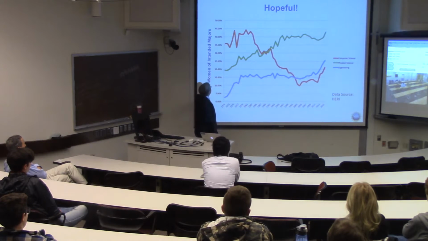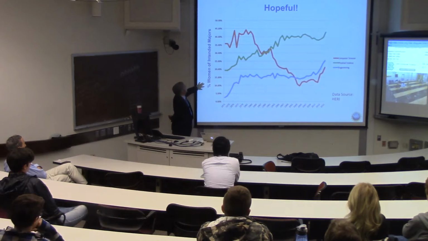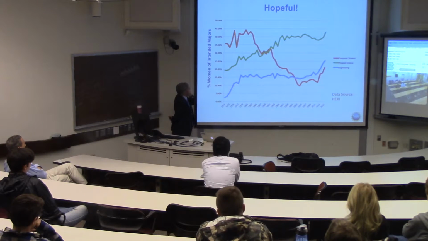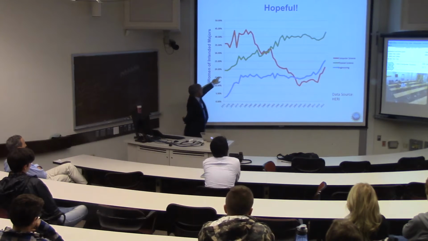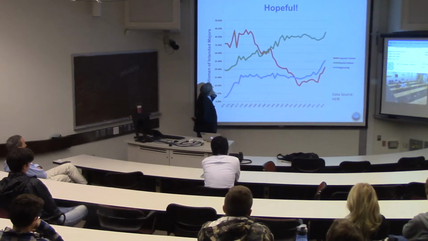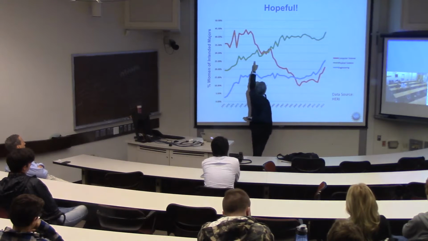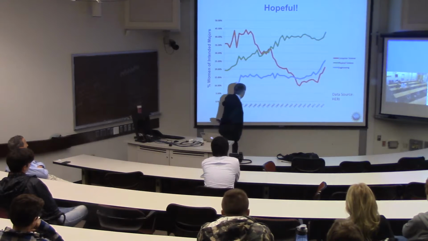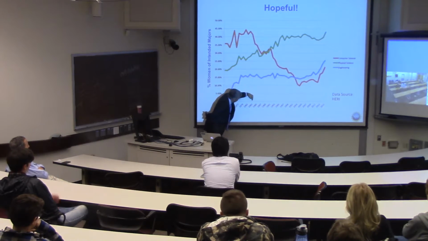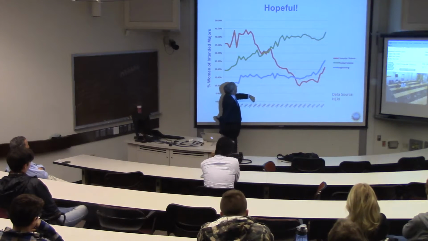This is plotting the percentage of women who are intended majors in physical sciences in green, in computer science, which is red, and engineering, which is blue. And so many of us have lived, I don't know, pick when you graduated. Here's 1984, when I graduated, right?